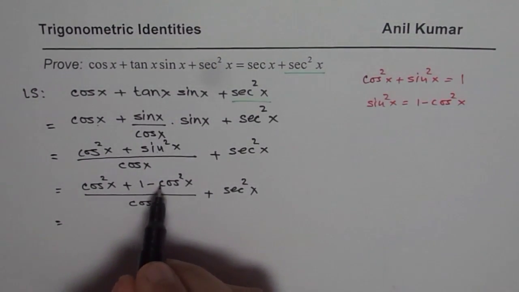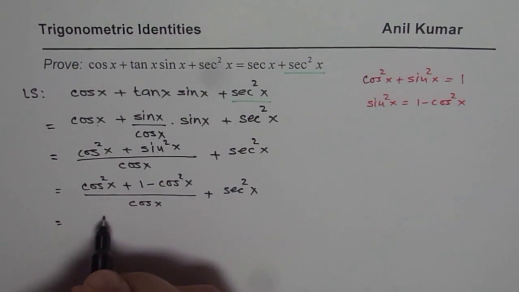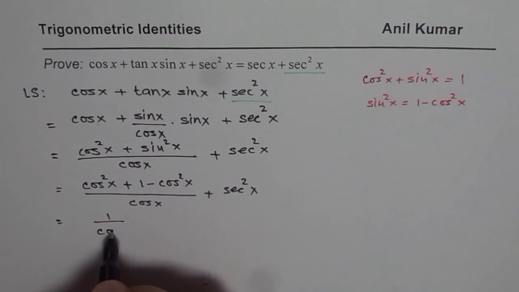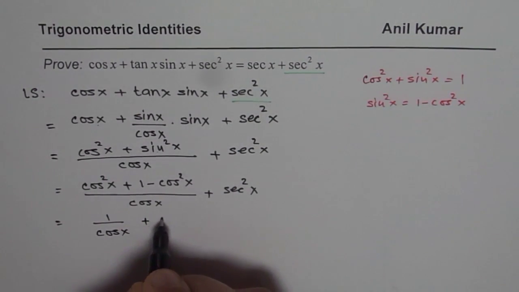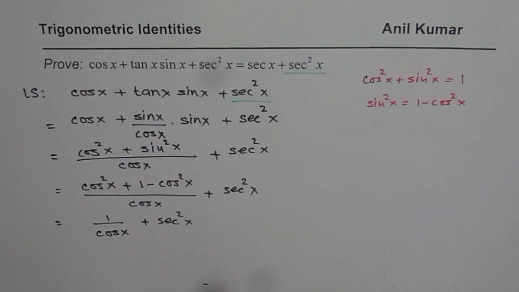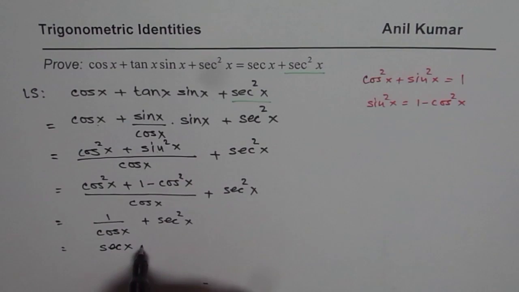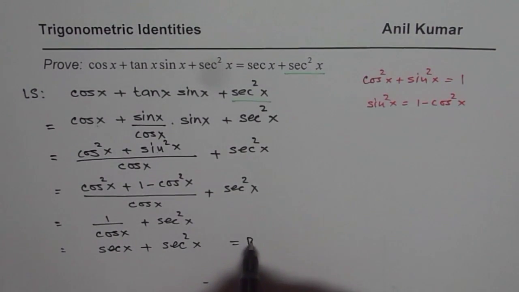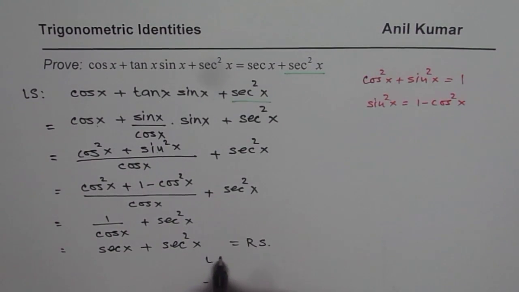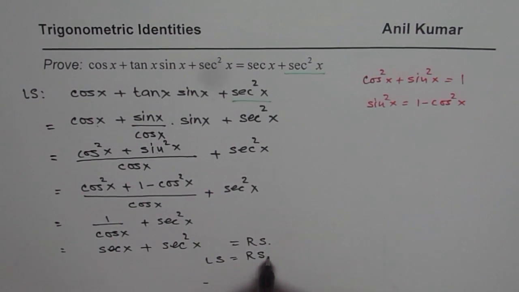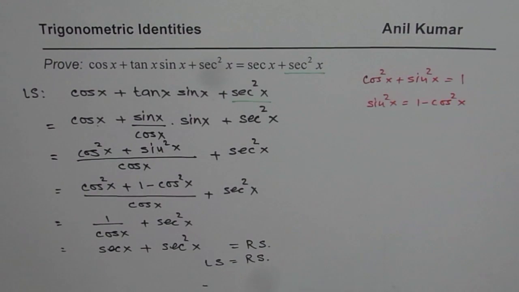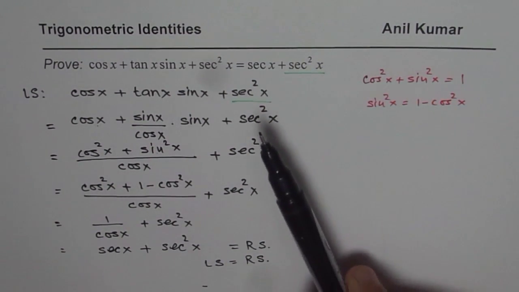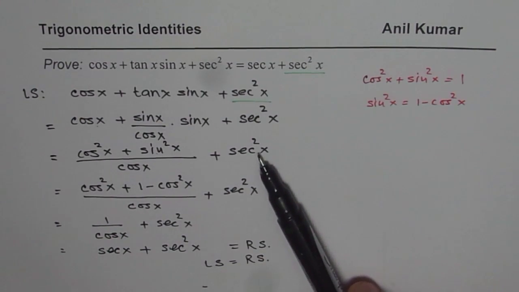Now cos square x minus cos square x is 0, so I get 1 over cos x plus secant square x, and 1 over cos x is secant x plus secant square x, and that is equal to the right side. So we have proved that the left side equals the right side, and that is how you should be proving this particular identity. I hope you appreciate the decision which we took right in the very beginning, right?